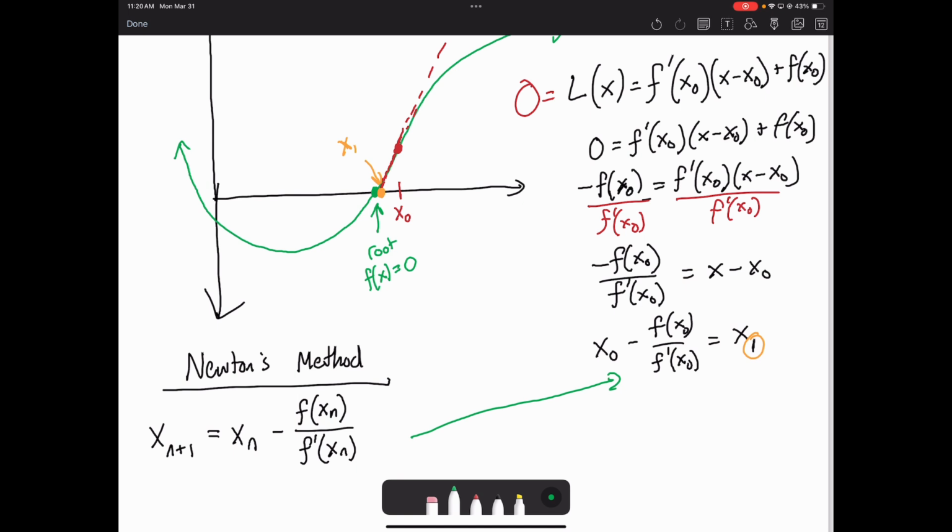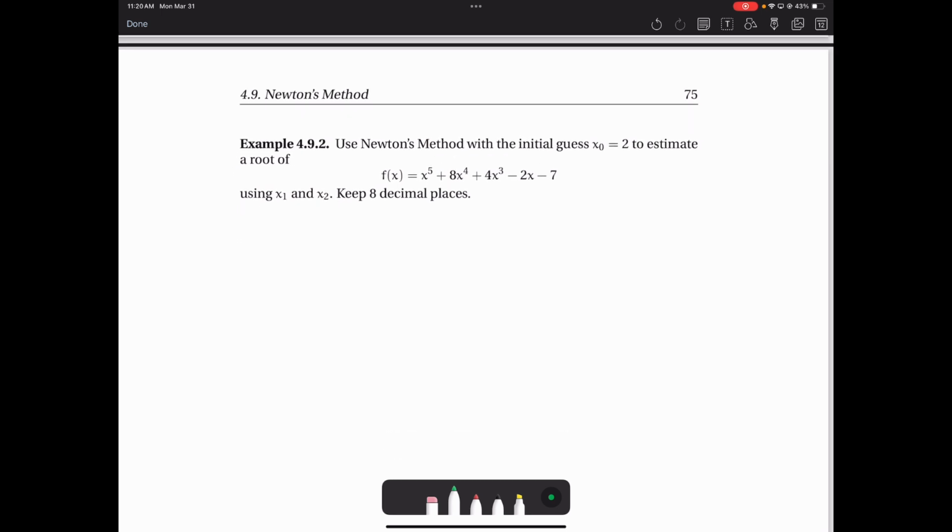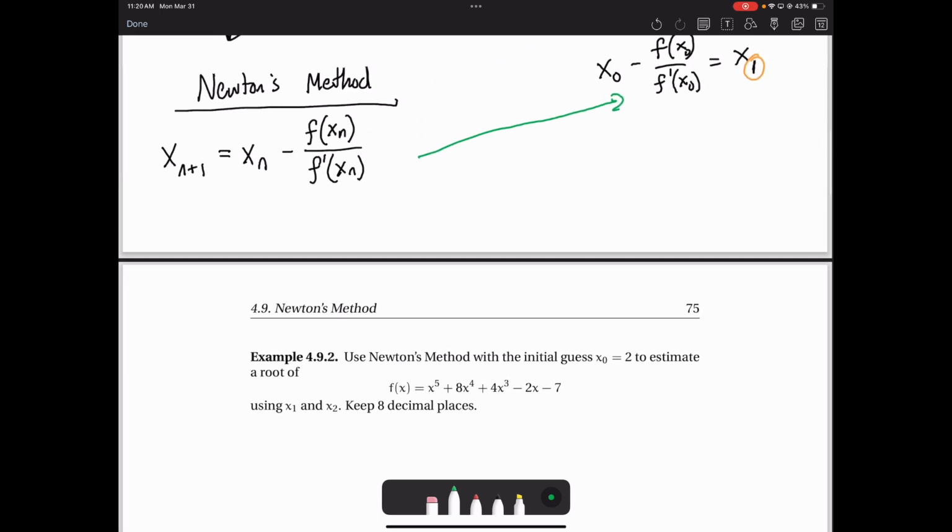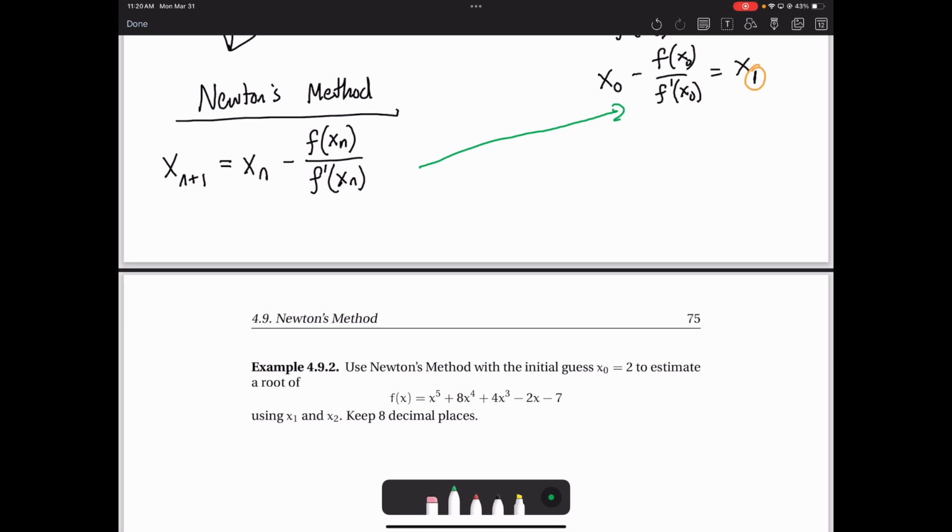Okay, so let's try this out. We had that example of x to the fifth plus 8x to the fourth plus 4x cubed minus 2x minus 7. And let's see if we can figure out where the actual root is. Notice, what does it give you? It gives you the initial guess. So that's kind of nice. You don't have to stress about picking an x value that's close to it. It gives you an initial guess of 2.